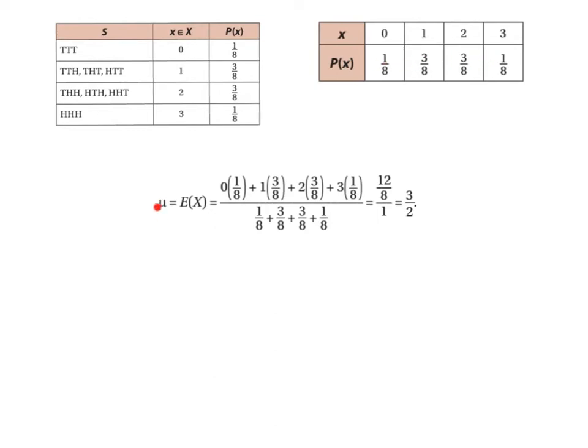So mu, this again is another Greek letter. Mu means population mean, okay? And we call this the expectation of x, what we expect our value to be. And notice here, look, 0 times 1/8 plus 1 times 3/8 plus 2 times 3/8 plus 3 times 1/8. And we're dividing it by all of the probabilities added together, which is going to make 1. If we do that, you see we get 12 over 8, which is 3 over 2, which is 1.5.